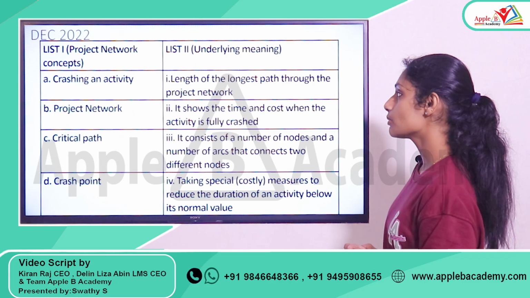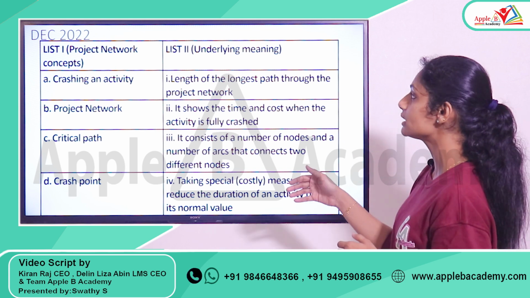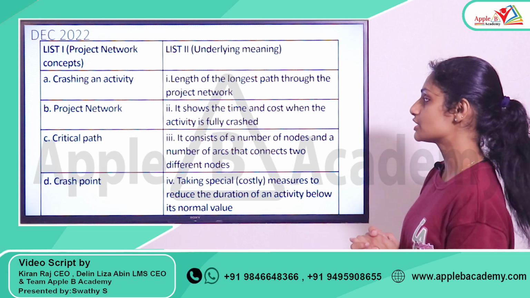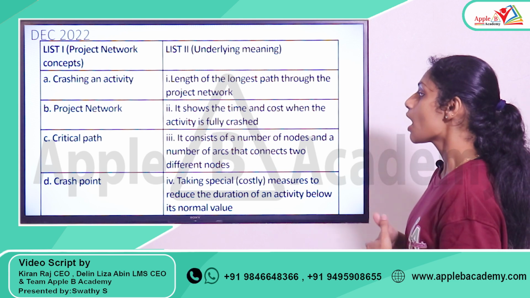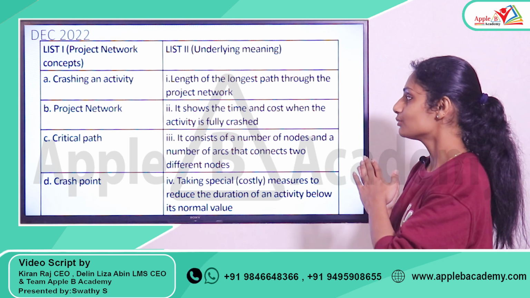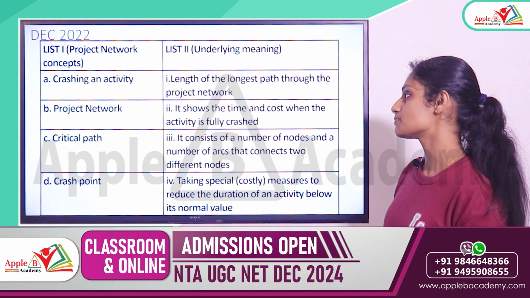Now coming back to another question that is from December 2022. It's a match-the-following question. List 1 is about project network concepts, and list 2 is about the meaning related to that: crashing an activity, project network, critical path, crash point. So you need to know about all these statements before getting into this particular question.